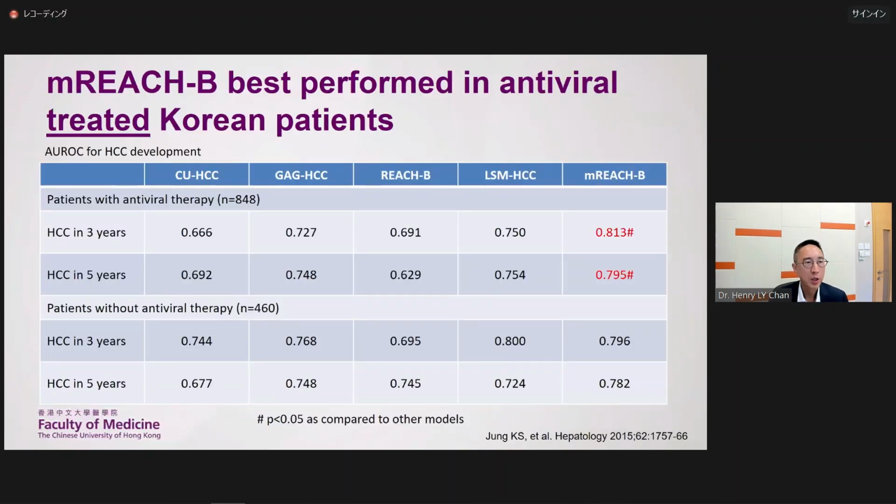So look at the performance of M-RICH-B score and compare that with other risk scores being developed. You can see that among patients on anti-viral therapy, at 3 years and 5 years, it has the highest AUROC as compared to any other score derived from predominantly untreated patients. Although, if we look at the lower panel, among patients without any antiviral therapy, the LSM-HCC score and M-RICH-B score, both of which make use of liver stiffness measurement to assess cirrhosis, have better performance than others that require a clinical diagnosis of liver cirrhosis.